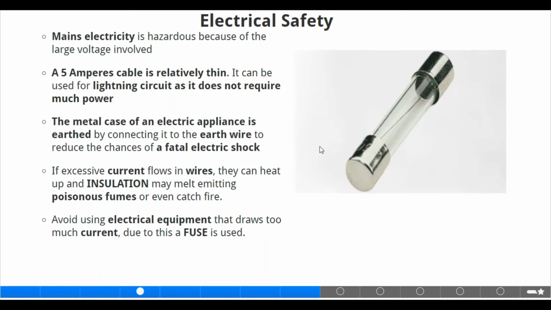Avoid using electrical equipment that draws too much current. Due to this, a fuse is used. So this is a typical example of a fuse. You always get it at the back of a typical plug. It has different colors. It comes in white, it comes in orange color, and it is connected before you plug your main appliances into them.